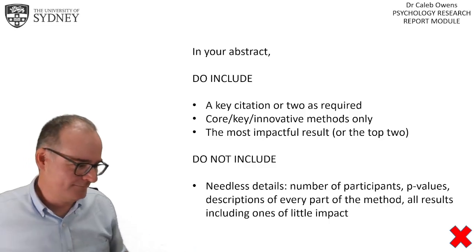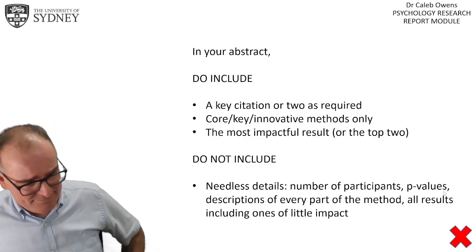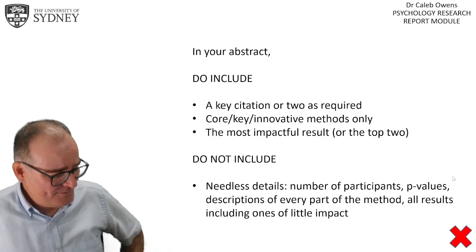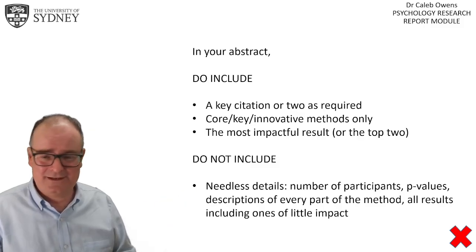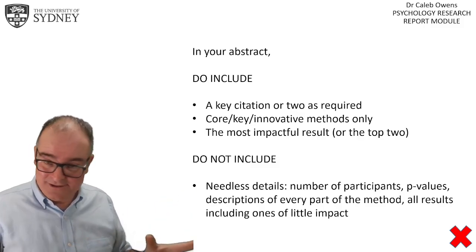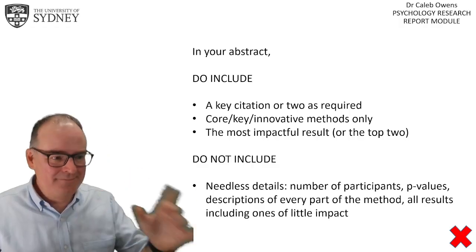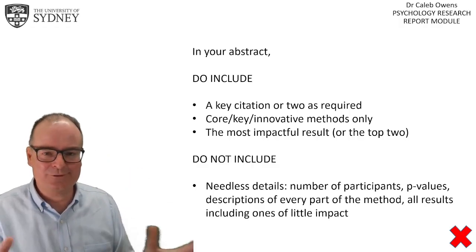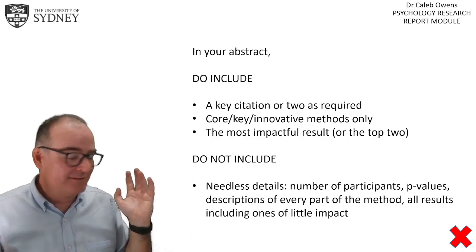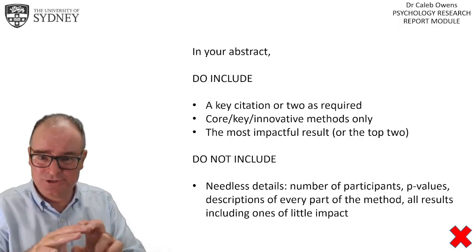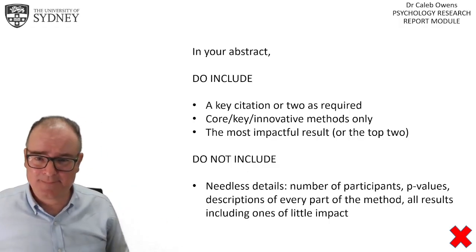You know what's important. Don't include number of participants, p-values, descriptions of every part of the method, all results. Don't include, just shove it in, okay? If you do that, it's like answering a short answer question poorly in an exam. By including everything, you're telling the reader, I had no idea what was important, okay? So make sure it's a very finely tuned abstract and you're focused in on the key points.